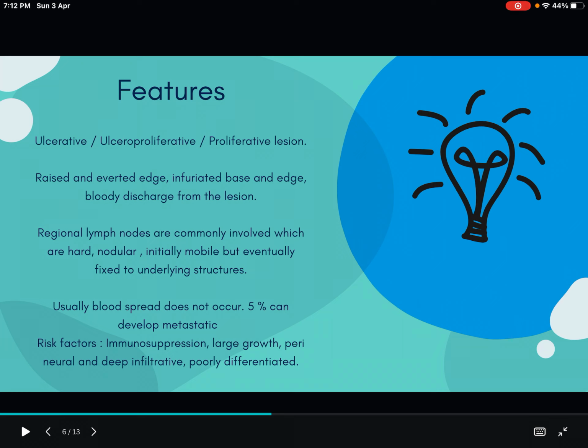Only 5% can have blood spread, and it occurs when there are some risk factors. What are those risk factors? Immunosuppression, very large growth, perineural and deep infiltration, poorly differentiated tumors. In those cases only metastasis will develop. Otherwise, usually blood spread does not occur in squamous cell carcinoma. So these are the features that you have to keep in mind.